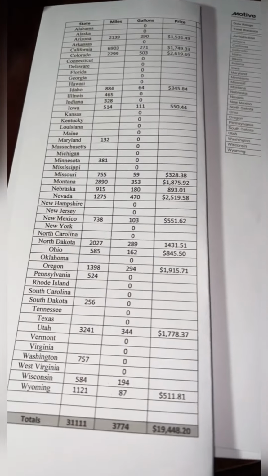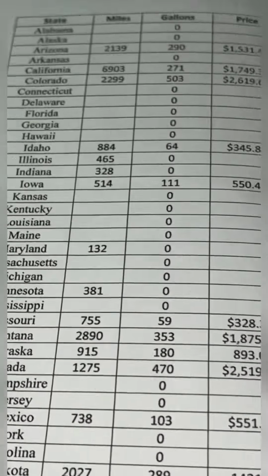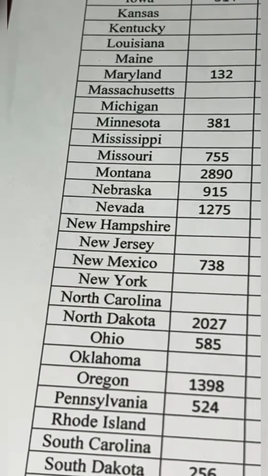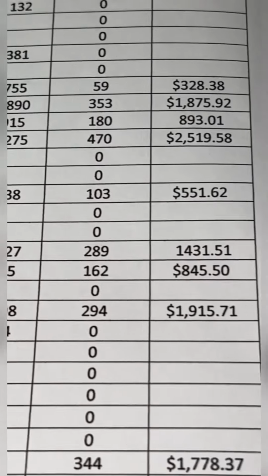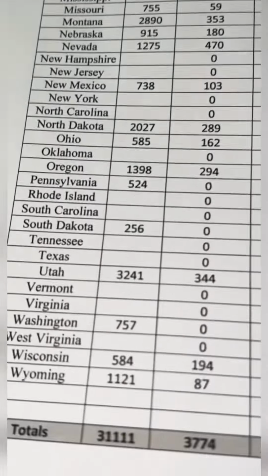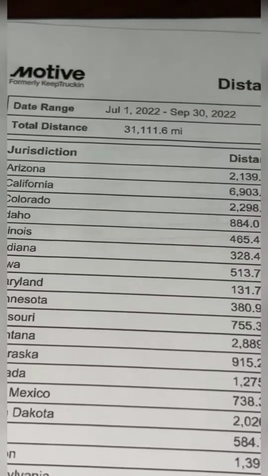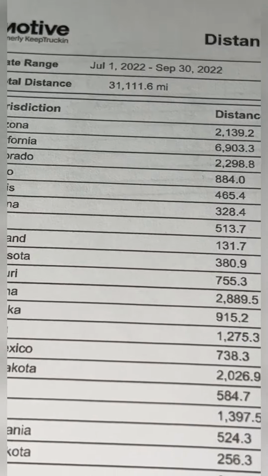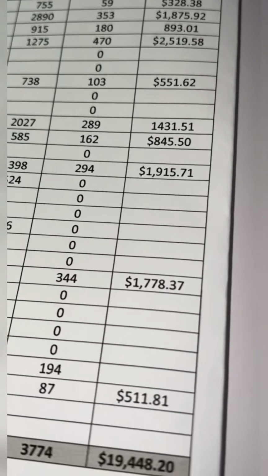We didn't have too many discrepancies this quarter. So all my entries have been entered for every state. This is going to be the miles, gallons, and what we paid in fuel for that state for the third quarter. So it's 31,111 miles. My report shows 31,111 miles. Now that 0.6 is going to be rounded, so it won't do anything.